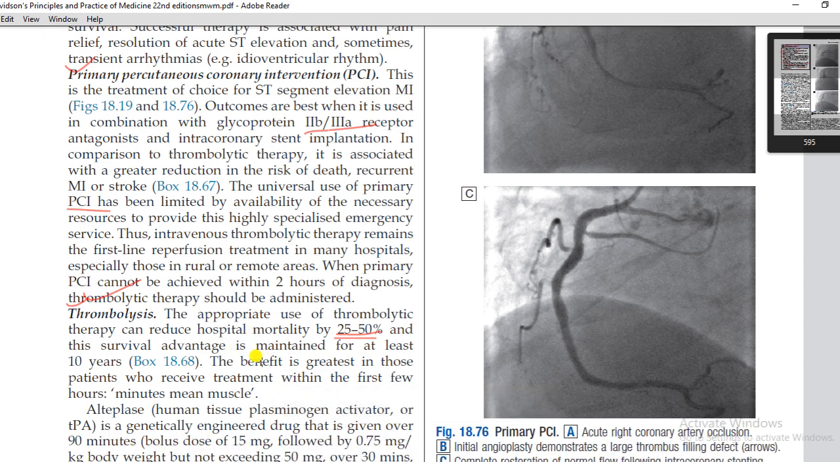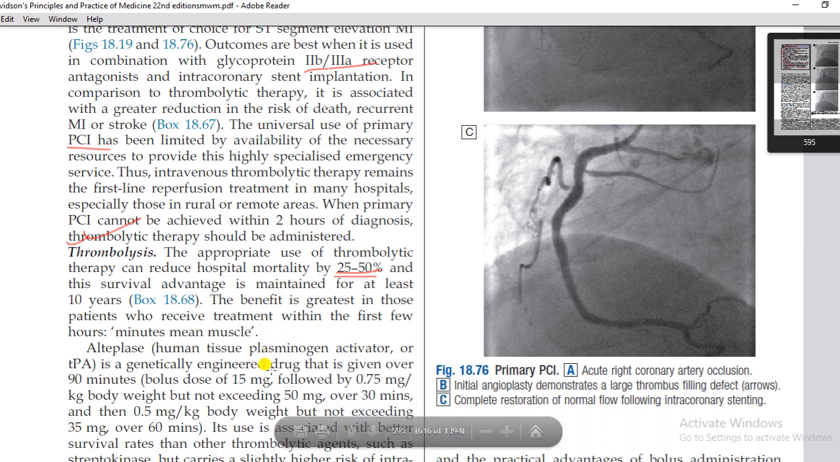That is too much. The benefit is greatest in those patients who receive treatment within the first hours, minutes. Minutes mean muscle. Few hours mean muscle. I need to find this.